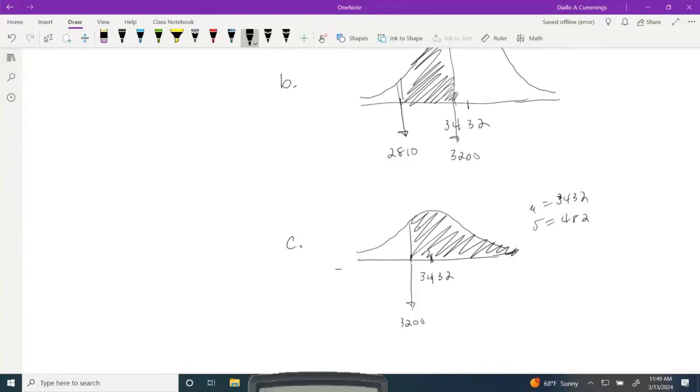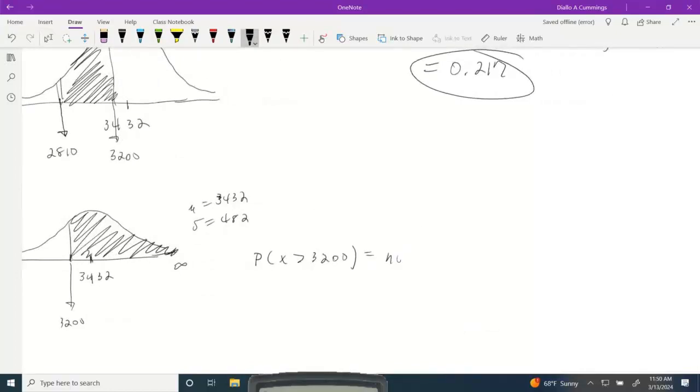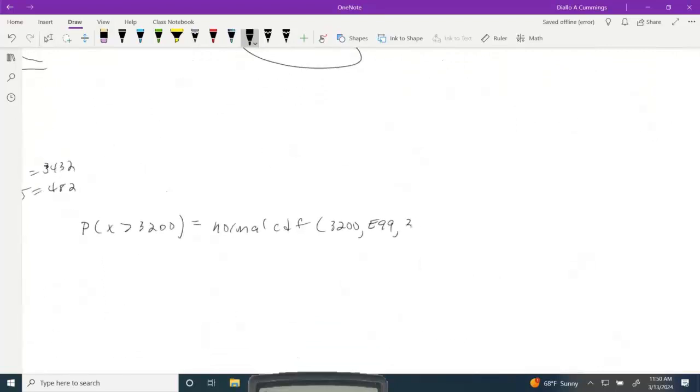So remember, on our normal distribution, to the far left is negative infinity, to the far right is positive infinity. So if we put this into our calculator, the probability that x is greater than 3,200 is going to equal the normal CDF. Our lower limit is 3,200. The upper limit is positive infinity, which we're going to represent as e to the 99th power. The mean is 3432, and the standard deviation is 482.